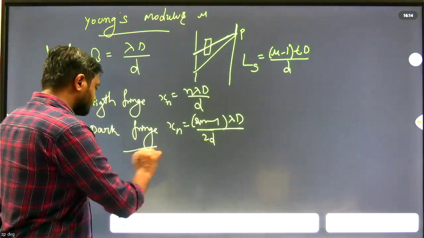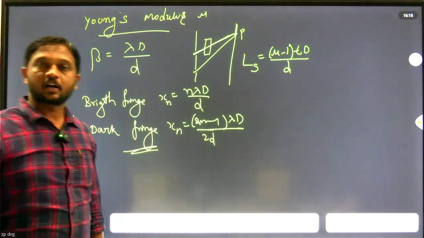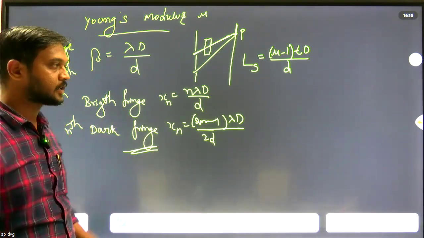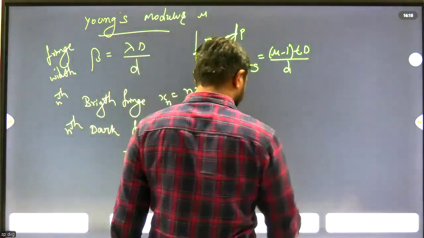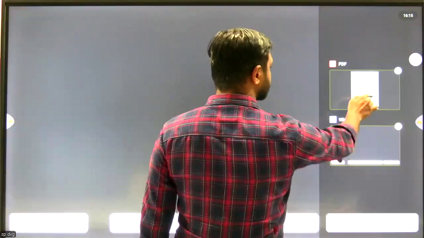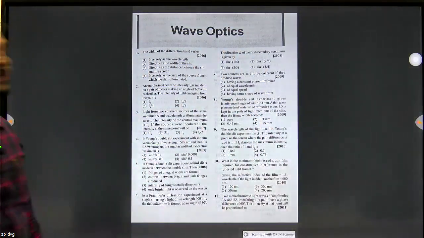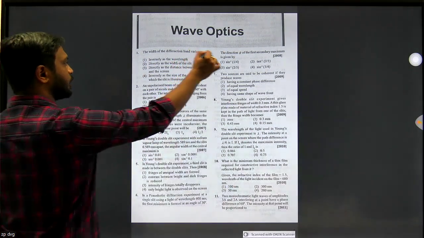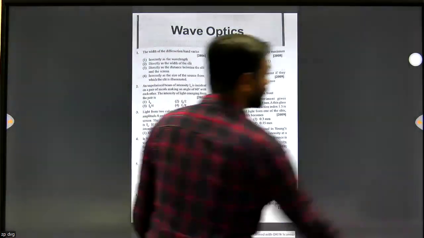And these are all the important formulas that we had discussed in the last class. So now we shall start the previous CET questions. The first one is from the year 2006.